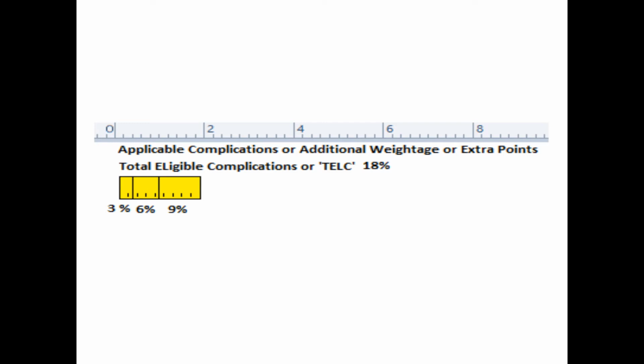Let us deal with the complications now. In this case, we have the list of eligible complications. Let us total them. The number we get can be called as total percentage of eligible complications or TELC, as shown below. In this case, 3 plus 6 plus 9 becomes 18%. Independent complications like shortening or dominant hand are also processed in the same manner. In this case, we have only one independent complication, shortening. So, TLC of independent complications in this case is 8%.